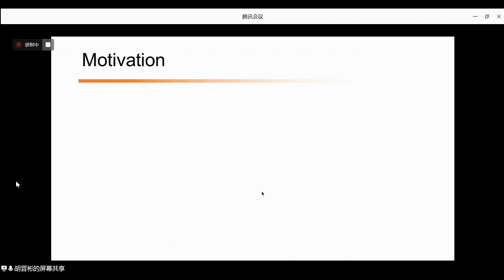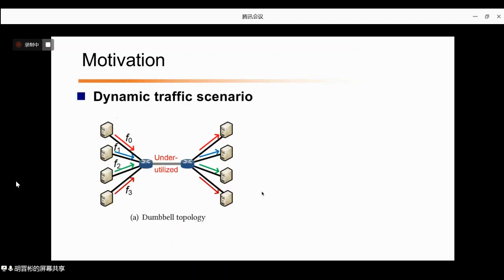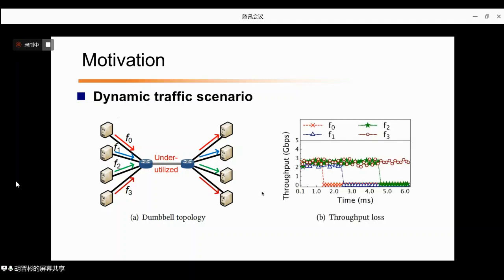We use another case to show the underutilization problem in the dynamic traffic scenario. As shown in this left figure, 4 receiver-driven flows share a bottleneck with respective sources and destinations. In figure B, at the beginning, 4 flows share the bottleneck at the same rate and make full use of the link capacity. However, when some flows finish, the bottleneck link is not saturated by the remaining flows, resulting in an underutilized link.